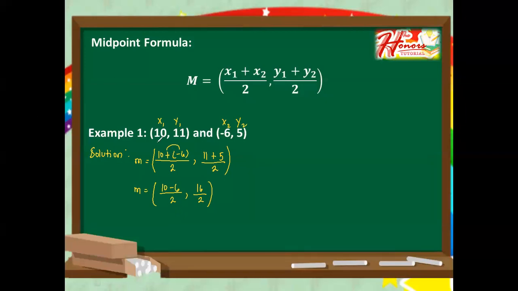Next, let's continue. So M equals 10 minus 6, that is 4, over 2. 16 divided by 2, that's 8, over 2. So M equals 4 divided by 2, or 4 over 2, is equal to 2. 8 over 2, or 8 divided by 2, is 4. So the midpoint of these points is 2 and 4. And that's it. Next.